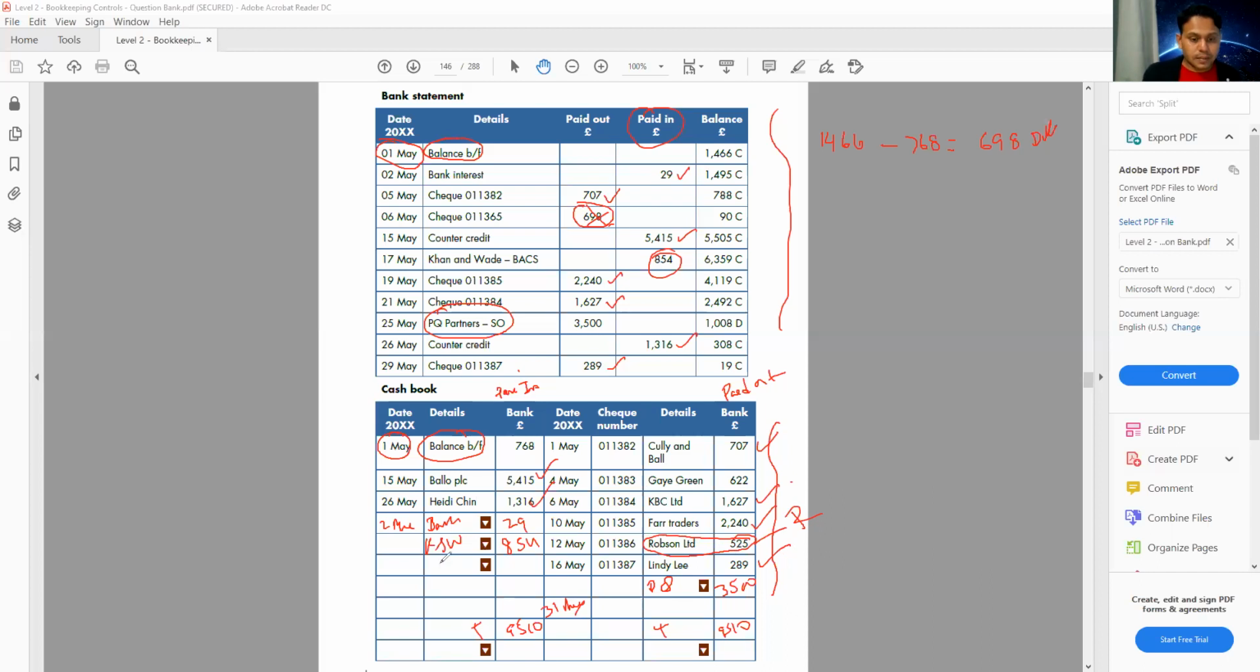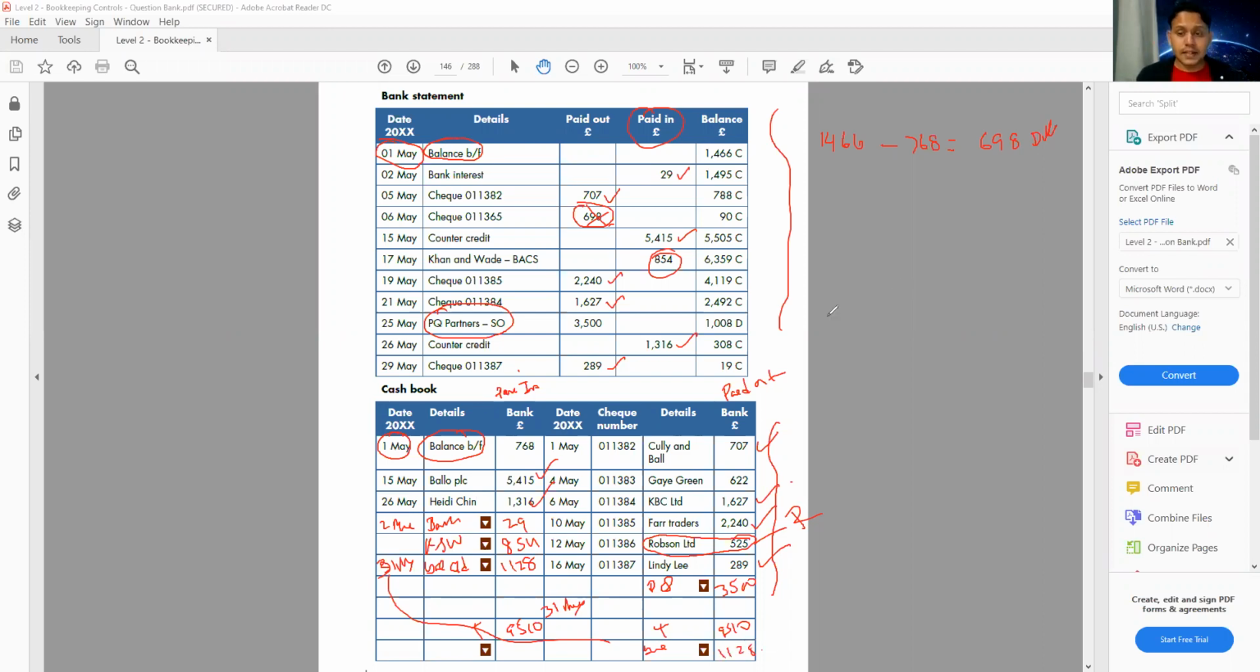Balance CD will be here, and how much is it? Is it 1128 or 1129? We added all of this, 9510 minus 768 minus 5415 minus 1316 minus 29 and minus 854. It is 1128, so 1128 is our balance CD, 31st of May. And this one goes as a balance BD on the other side, balance BD 1128.